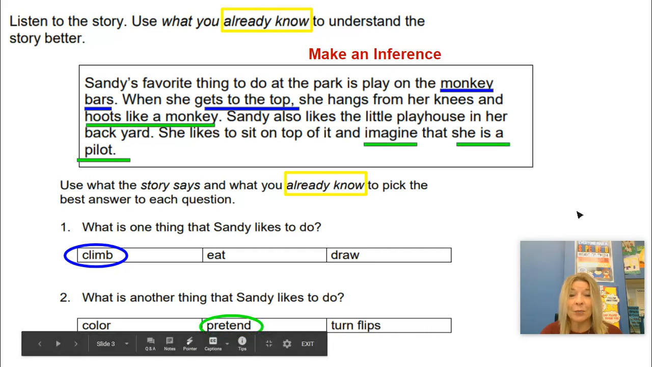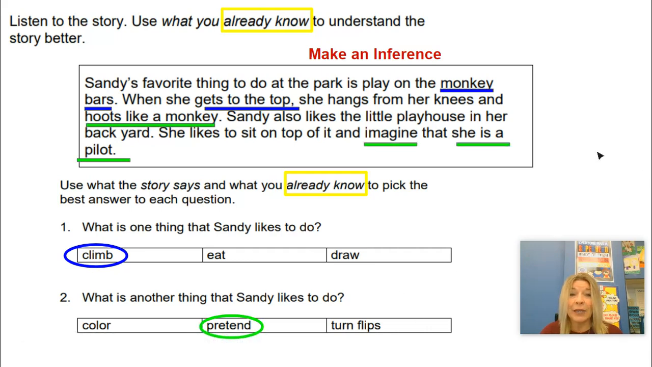I hope you said she likes to pretend, because when I read this, I saw and read and heard hoots like a monkey. Okay, she's a little girl. She's pretending to be a monkey. I heard words like imagine, and she is a pilot. So a pilot is someone that flies a plane, and when she's sitting on top of that playhouse, she's pretending to be on top or on it in an airplane flying in the sky. So those are words that were my clues, my details that made me pick pretend.